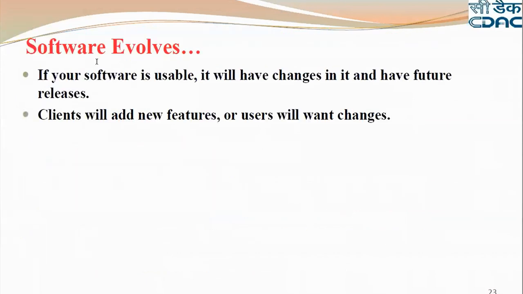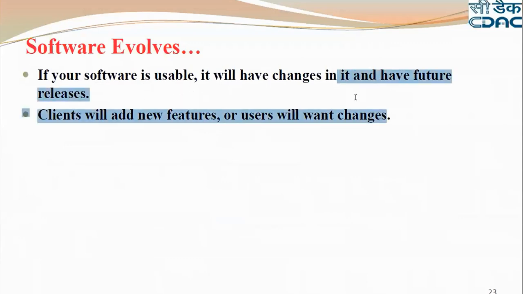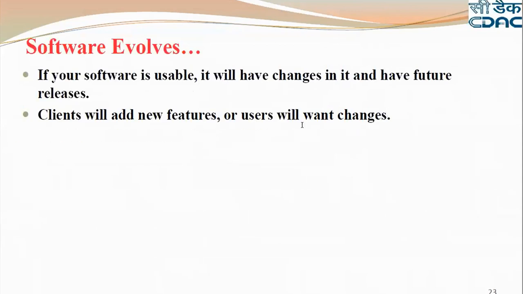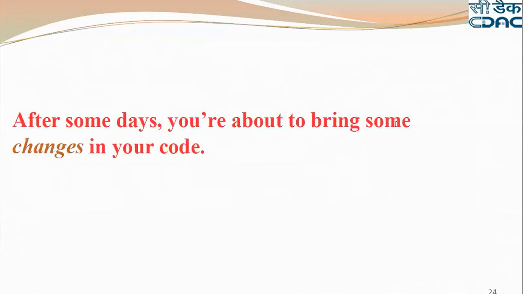That's what we saw initially. Software is not manufactured or engineered. It evolves. If the software is usable, it will have changes and feature releases. Clients will add new features or users want changes. In either case, the software will evolve. We are ready to take up any new changes or new features based on the complexity of the requirement, whatever is supposed to be done, based on the cost and other approval factors.